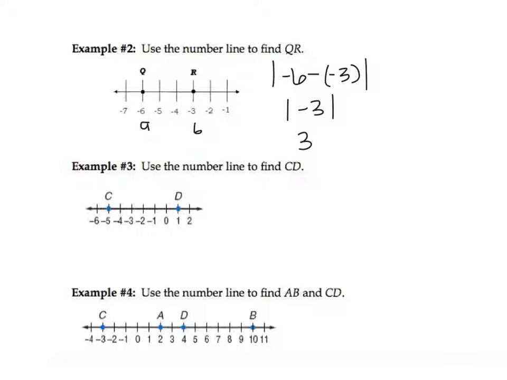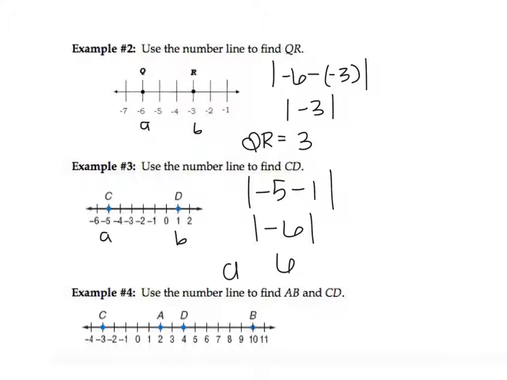Next, we want to find the length of CD. If we label C as A and D as B, we have the absolute value of -5 minus 1. -5 minus 1 is -6, so the absolute value of -6, which gives us 6. If you want, you can write it as QR equals 3 in the previous example, and write CD equals 6 in this one.